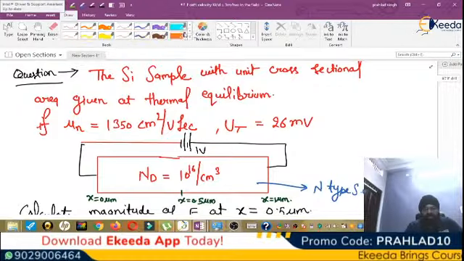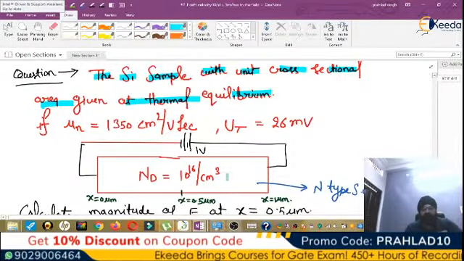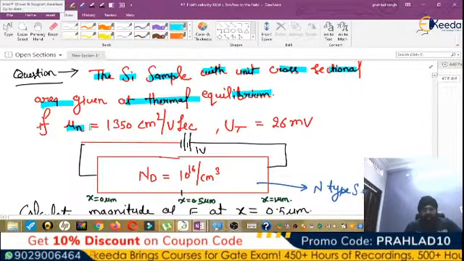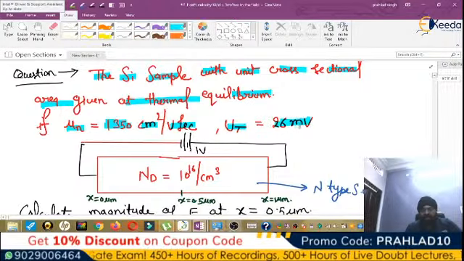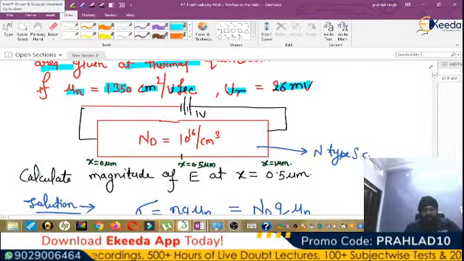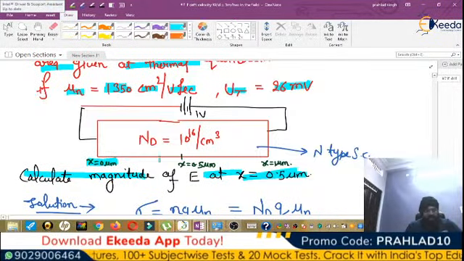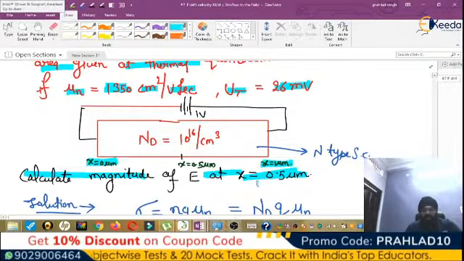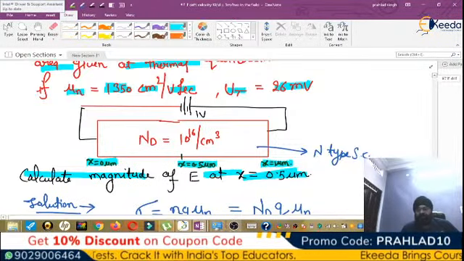So the next question is, a silicon sample with unit cross sectional area is given at thermal equilibrium, and mu n is given as 1350 centimeter square per volt second. Thermal voltage is given as 26 millivolt, right? Then calculate the magnitude of electric field at x equal to 0.5 micrometer. Here it is given x is equal to 0 micrometer, and here x is equal to 1 micrometer, and here it is x equal to 0.5 micrometer.